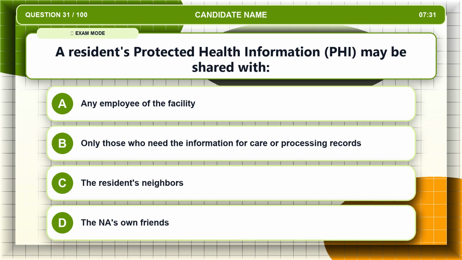Question 31. A resident's protected health information, PHI, may be shared with Option A, any employee of the facility. Option B, only those who need the information for care or processing records. Option C, the resident's neighbors. Option D, the NA's own friends.